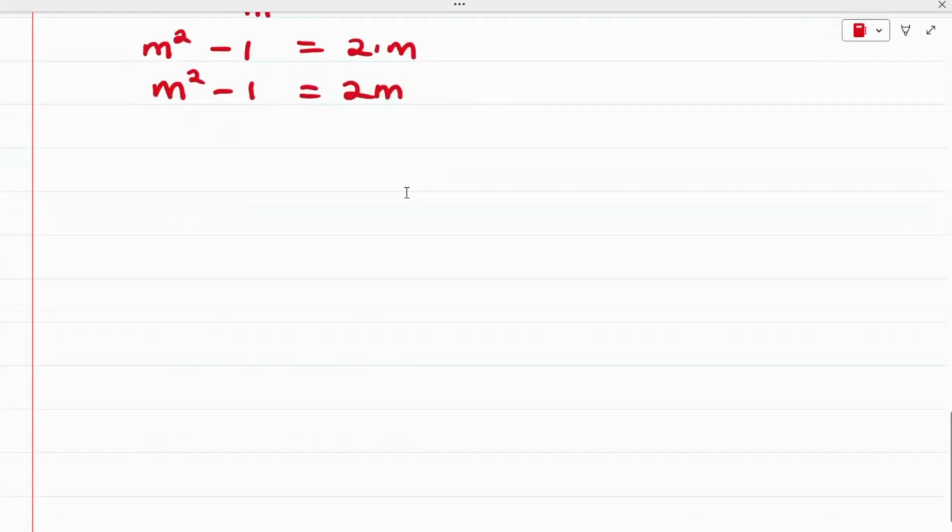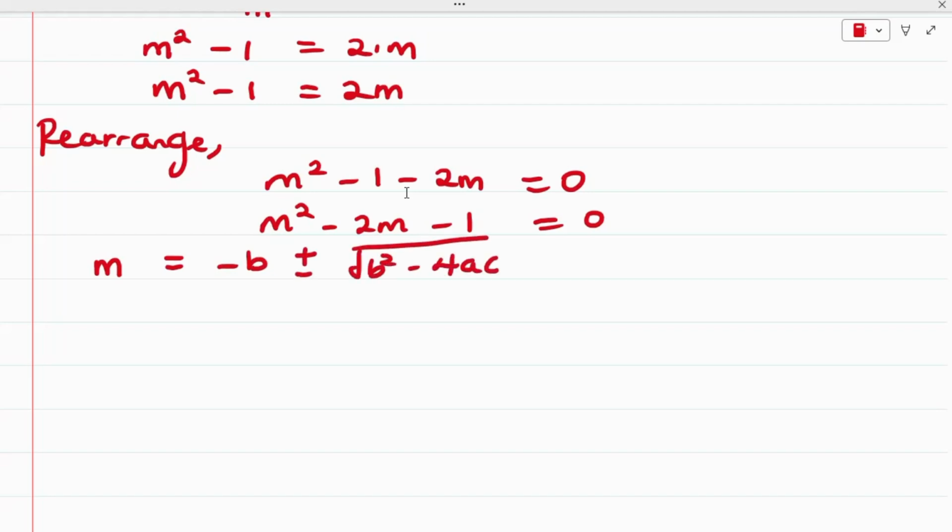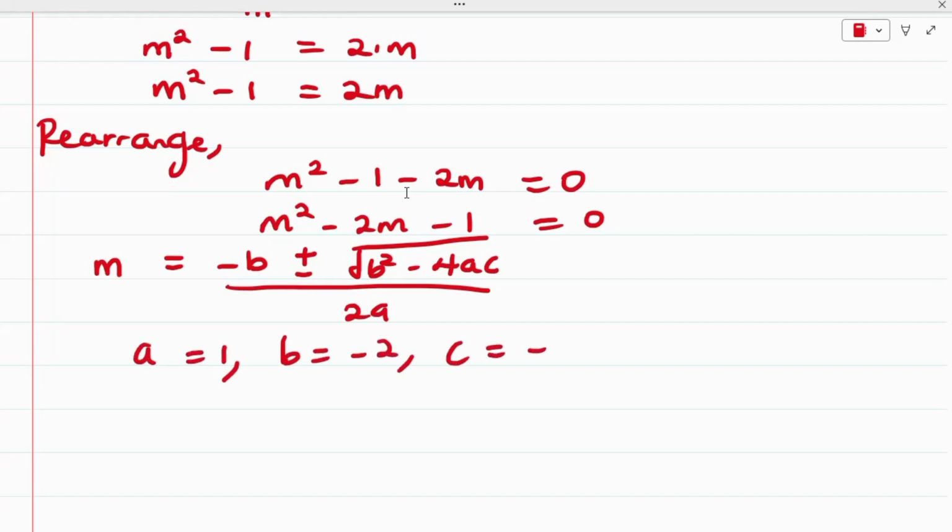2m. So the next thing we want to do is to simply rearrange and set this equation to 0. So we have m square minus 1 minus 2m is equal to 0. We have m square minus 2m minus 1 is equal to 0. So we want to solve this quadratic equation by making use of the quadratic formula, and the formula is given as m is equal to minus b plus or minus the square root of b square minus 4ac, divided by what? 2a, where a is equal to 1, b is equal to minus 2, and c is equal to minus 1.